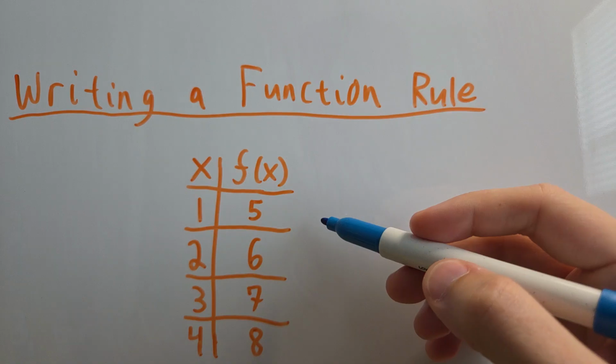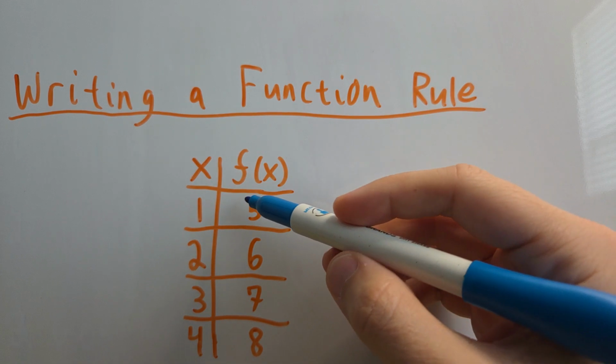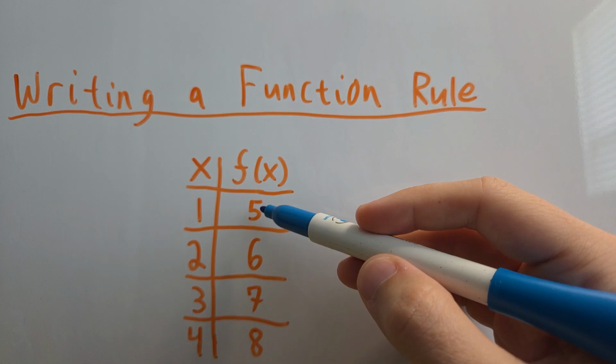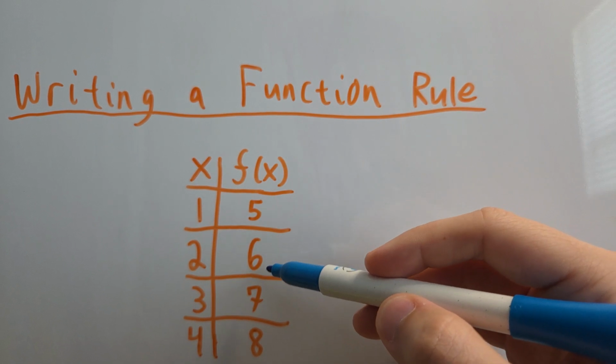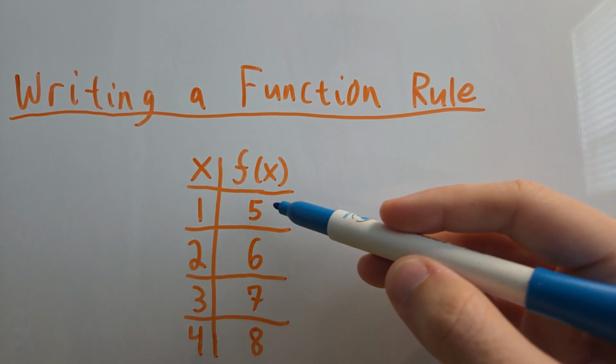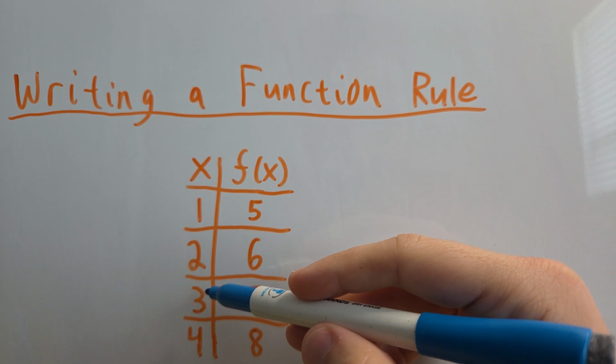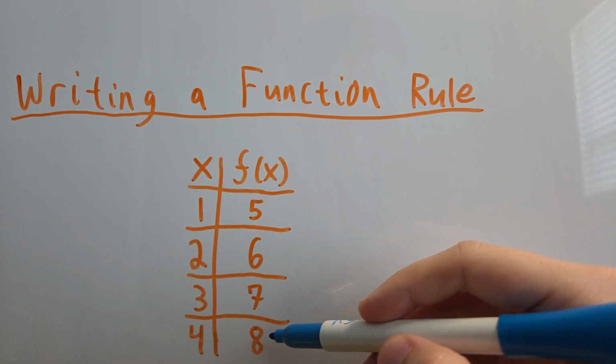We ask ourselves, what can I do to 1 to get 5? What can I do to 2 to get 6? And so forth and so on. It looks like here I'm adding 4, and it looks like I'm adding 4 to all those values.